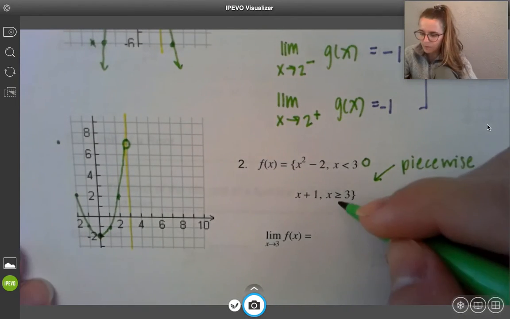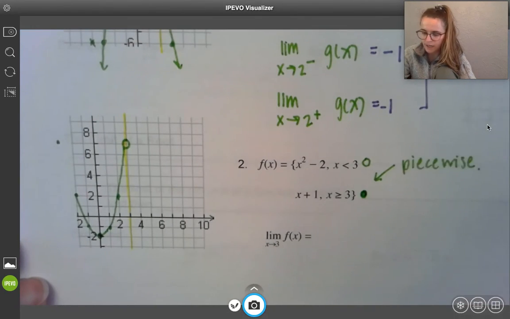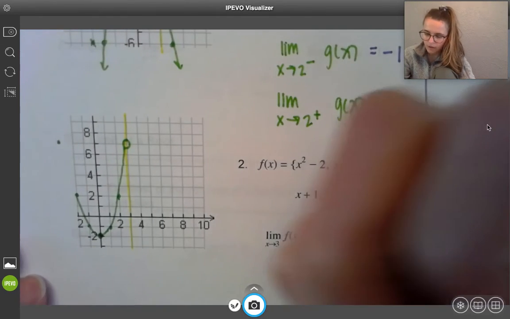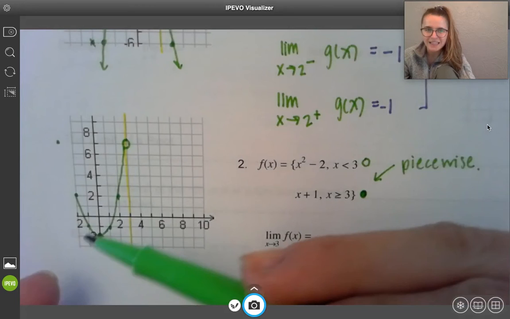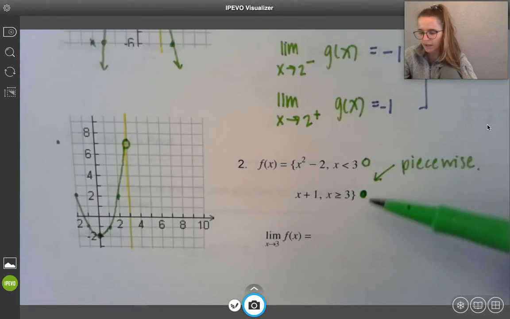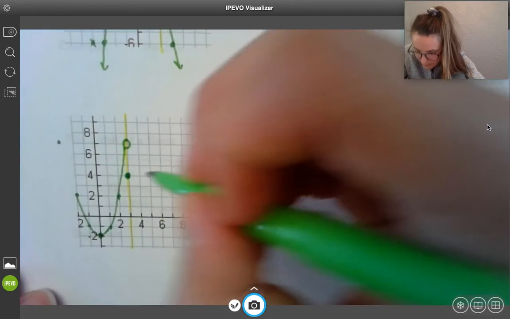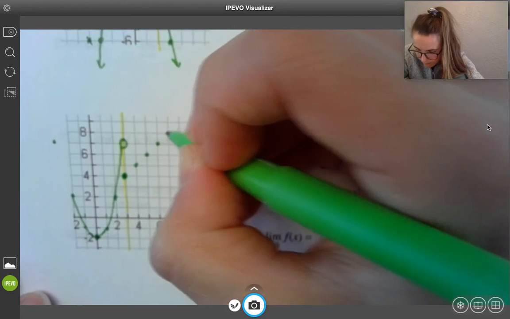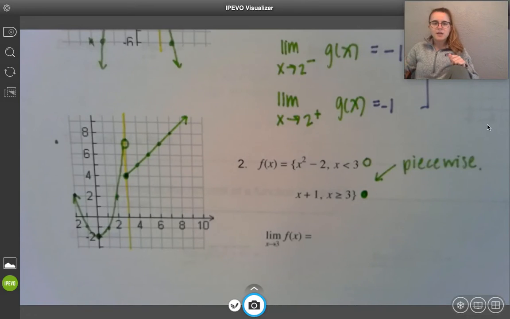Then I have x plus 1, where x is greater than or equal to 3. So I'm going to have a closed dot. If I plug 3 in, I get 4. You can either graph this line as usual, going up 1 over 1, but you wouldn't graph anything to the left of that line. Or you can plug that 3 in because it's included, and I get 4. So 3, 4, and then I just follow the slope of 1. We want to make sure we put those arrows on there because they continue on forever.